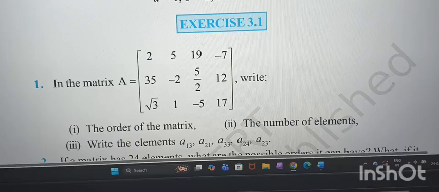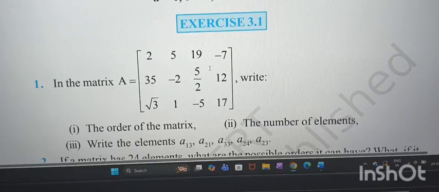Then second row, fourth column. This is my second row. This is the fourth column. So second row, fourth column is 12. Then second row, third column. Second row, third column is 5 by 2. So that's it. It's very simple.